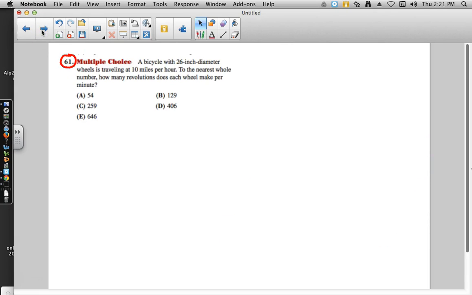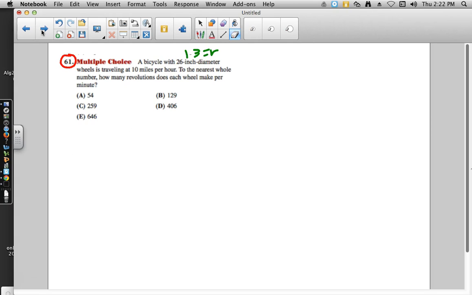Next up was number 61, and number 61 is very similar to what we were doing before. We've got a bicycle with 26-inch diameter wheels, so that's a radius of 13, traveling at 10 miles per hour. To the nearest whole number, how many revolutions does each wheel make per minute? So what we see here is we're looking for something a little different this time.